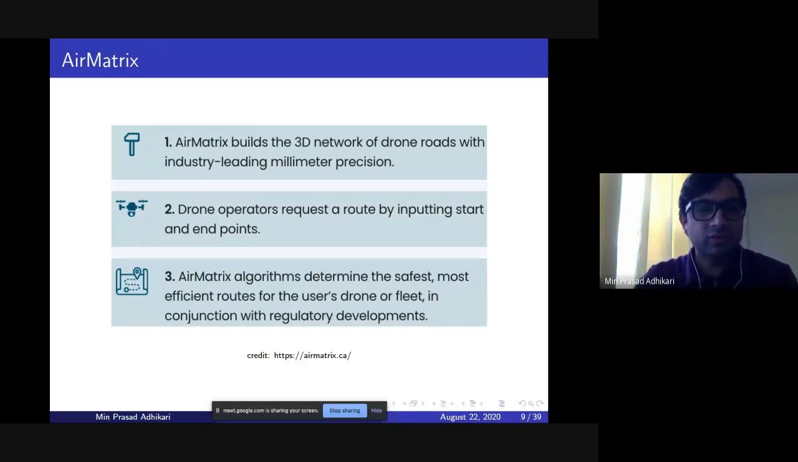We'll see what the industry has to offer. And the thing I really like is that the drone operator usually would request a route by inputting the starting and endpoints, and then the drone will fly, remaining as close as possible to the route. This is really exciting. And this is something similar I have done as part of research.